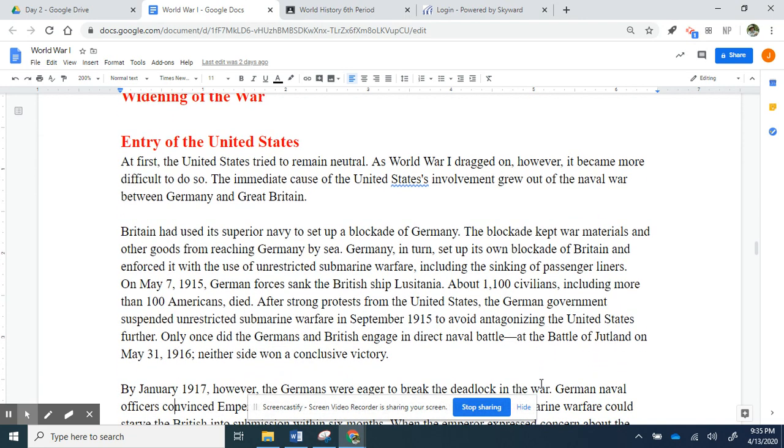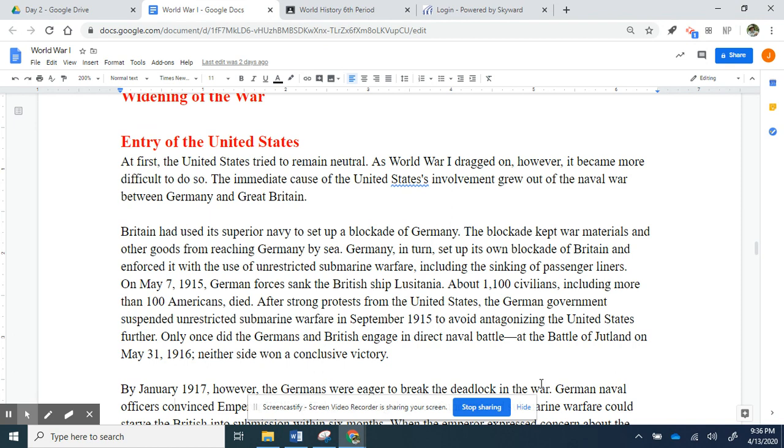At first, the United States tried to remain neutral. As World War I dragged on, however, it became more difficult to do so. The immediate cause of the United States' involvement grew out of the naval war between Germany and Great Britain. Britain had used its superior navy to set up a blockade of Germany. The blockade kept war materials and other goods from reaching Germany by sea.